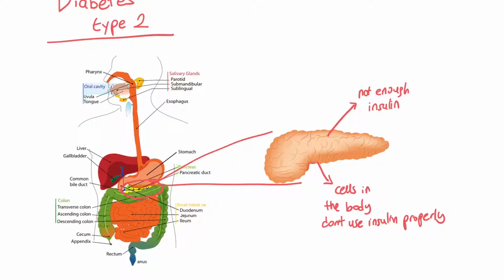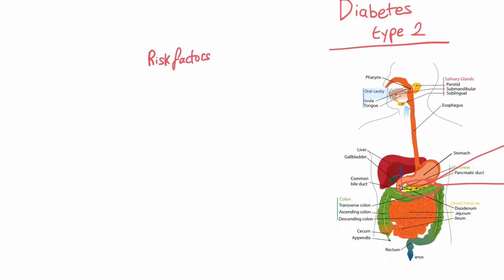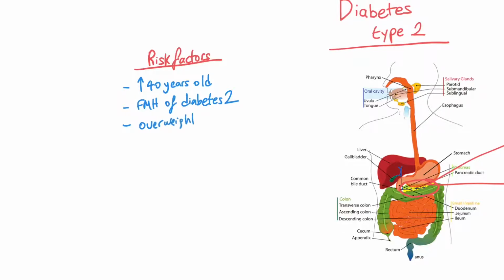Or sometimes even both. So let's just quickly go through the risk factors. If we go to the side of the illustration, let's write risk factors, and choose another color for what we're going to talk about. Diabetes type 2 can affect anyone of any age, but it mainly affects those over the age of 40. And mainly if you have a family history of diabetes type 2. And the usual being overweight, or obese, or basically just not being physically active, increases your risk factors for diabetes type 2.